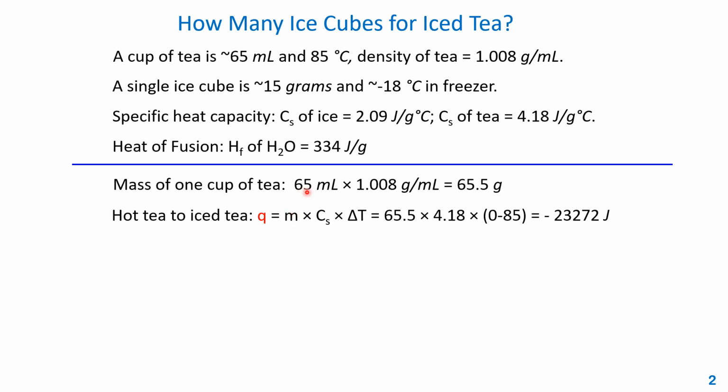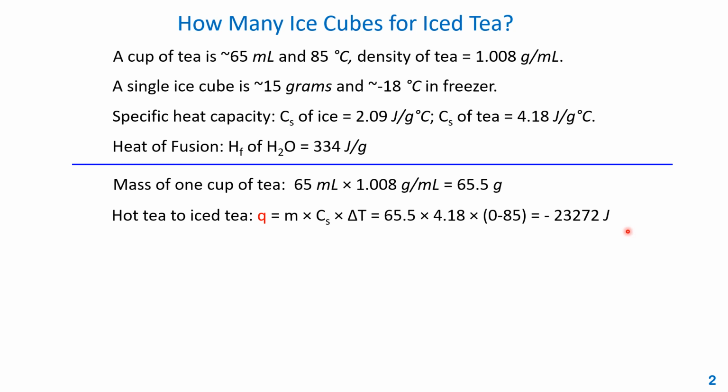So the mass of the tea is 65.5, the specific heat of the tea is 4.18 here, and for the temperature change, the final temperature is 0 and the initial temperature is 85, so you calculate negative 23,272 joules. You see, if it has a negative sign, that means it's an exothermic process. That means this heat must be released from the hot tea, and then it can be converted to iced tea.